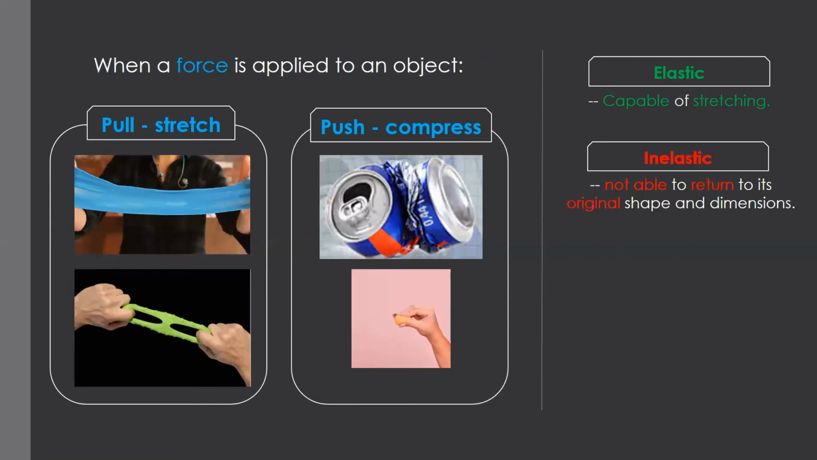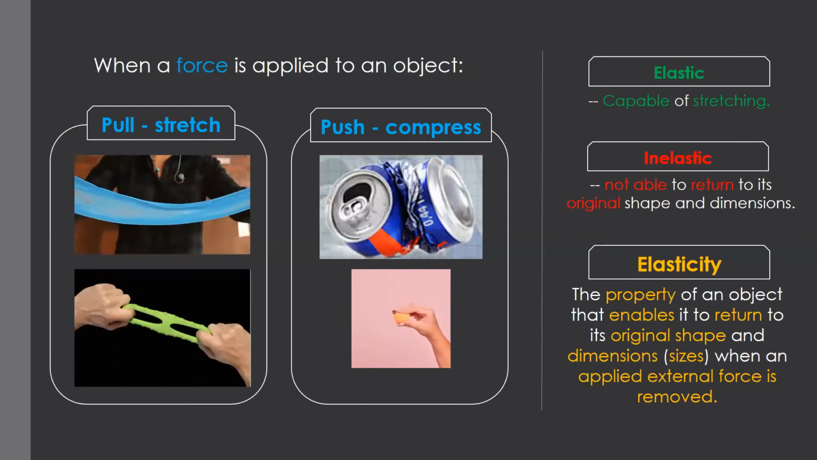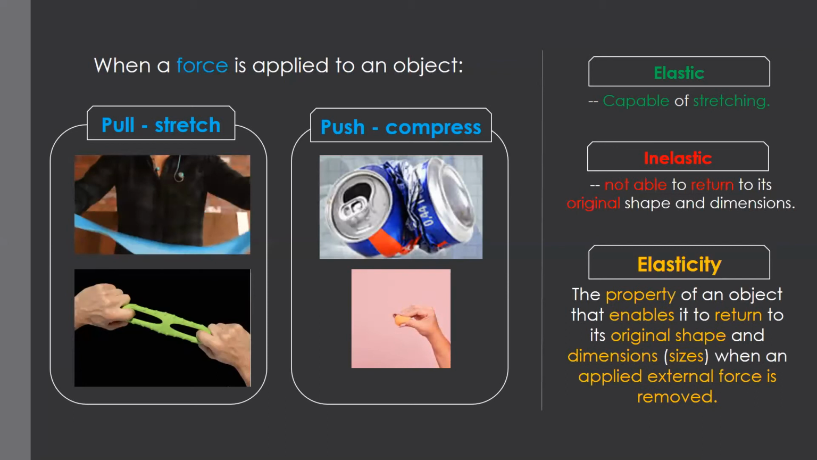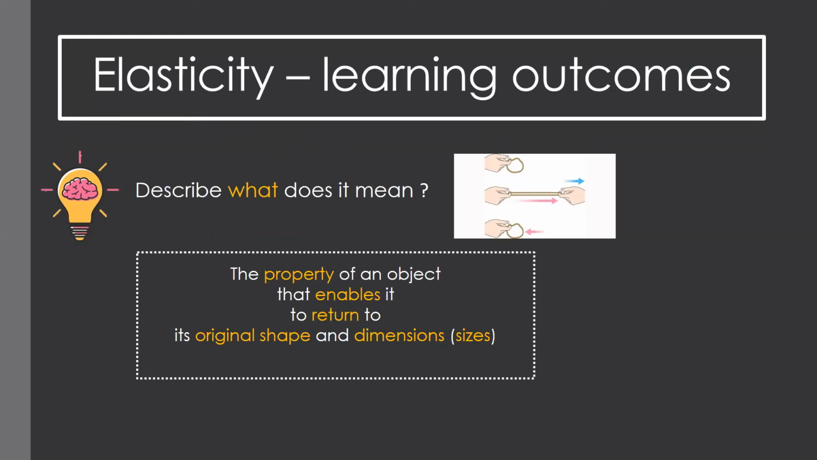Elastic objects have the property of elasticity, which enables them to return to their original shape and dimensions when an applied force is removed. So this means that we have achieved the first learning outcome, which is to describe elasticity. Let's repeat the definition again, sentence by sentence. Elasticity is defined as the property of an object that enables it to return to its original shape and dimensions when an applied external force is removed.